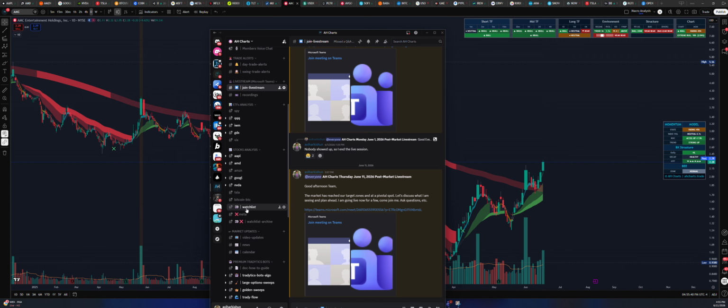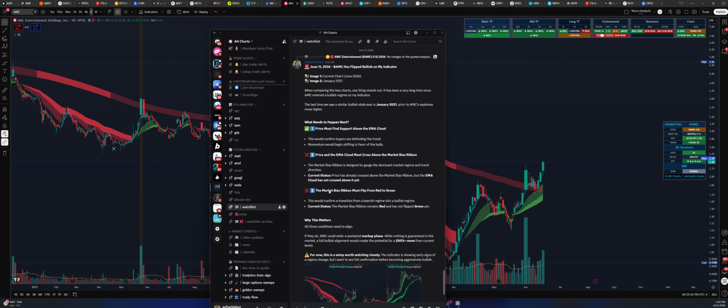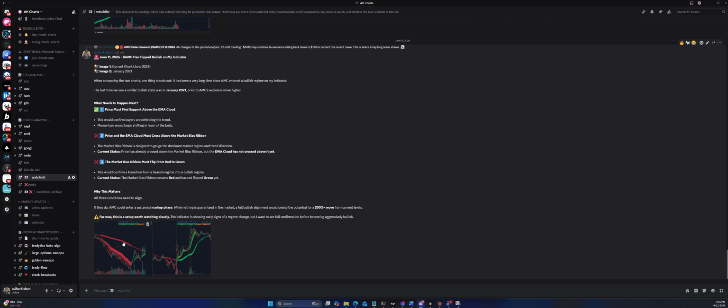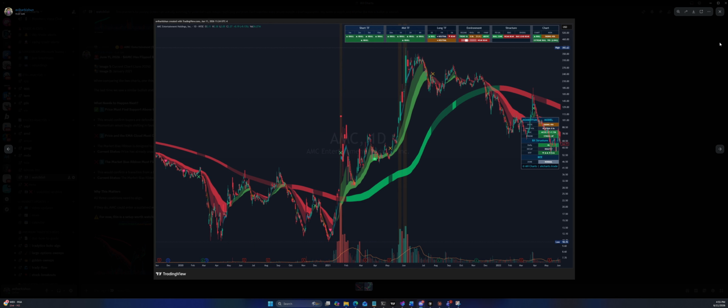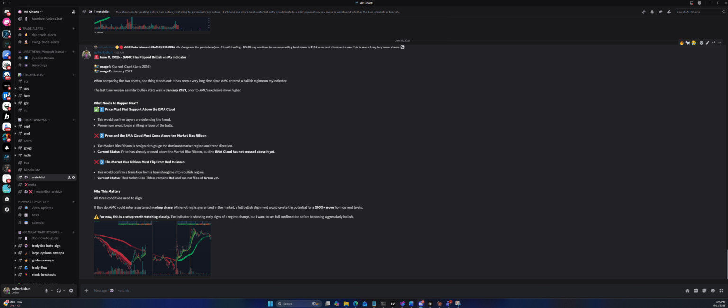It is right here on our watch list. Yeah, so this is where I posted it today. And the charts. And the first check that we have on AMC is this check here. Price must find support above the EMA cloud.